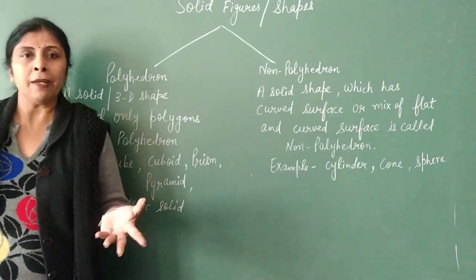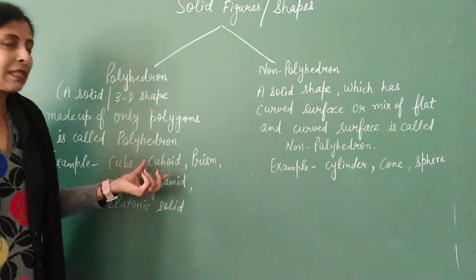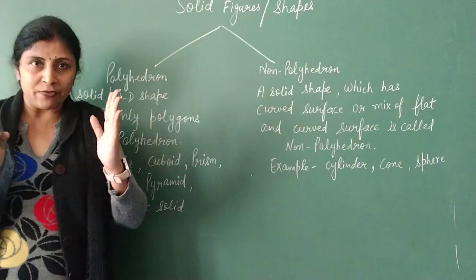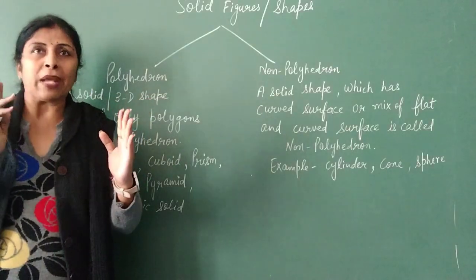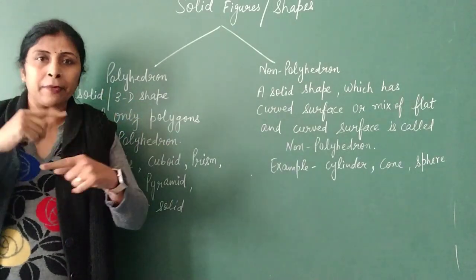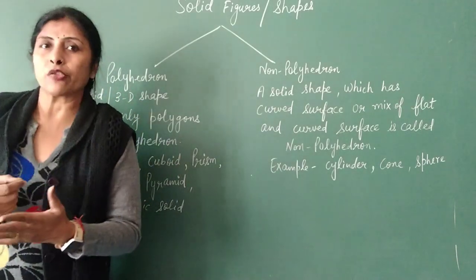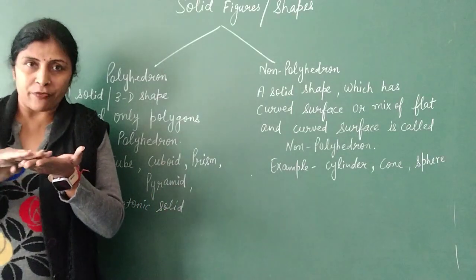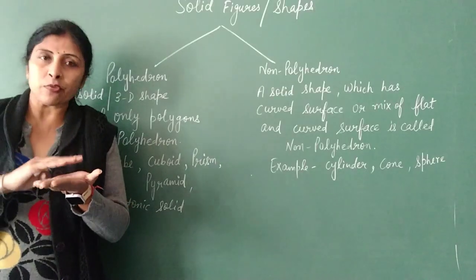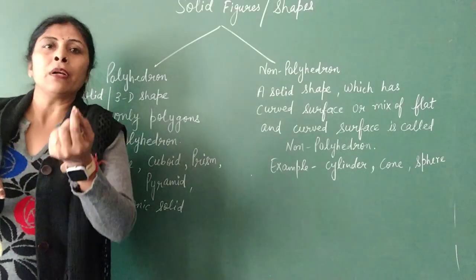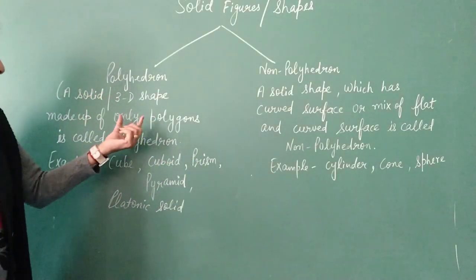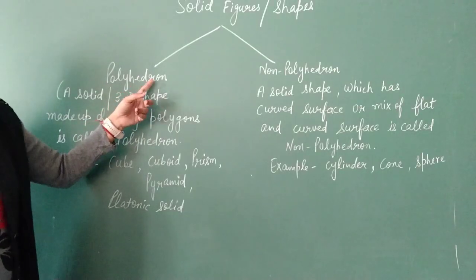In cuboid there are again 6 faces and all 6 faces are of rectangular shape. In prism, just like in a triangular prism, there are 2 base faces whose shape is triangle, and the lateral faces are of rectangular shape. And in pyramid, there is a base face whose shape is triangle. In triangular pyramid, there is a base face whose shape is triangle, and the lateral faces are of triangle shape. So we have seen here all the faces are of polygon shape. So these figures are polyhedron.